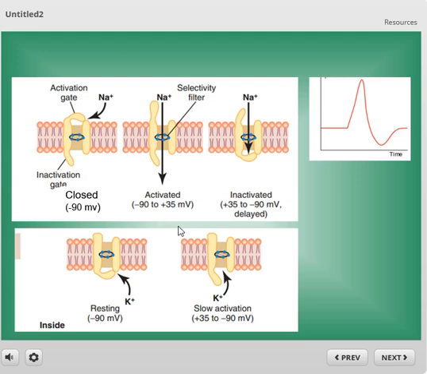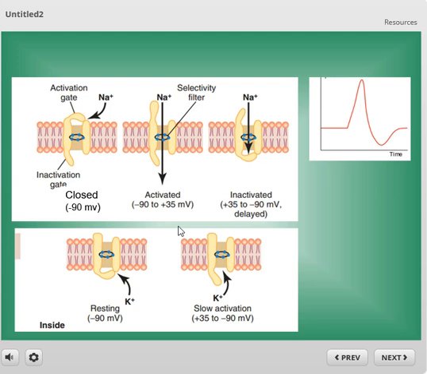I told you two important voltage-gated channels have a role in producing the action potential: the sodium voltage-gated channel and the potassium voltage-gated channel. The sodium voltage-gated channels produce the rising phase of the action potential, and potassium voltage-gated channels produce the repolarization phase of the action potential.